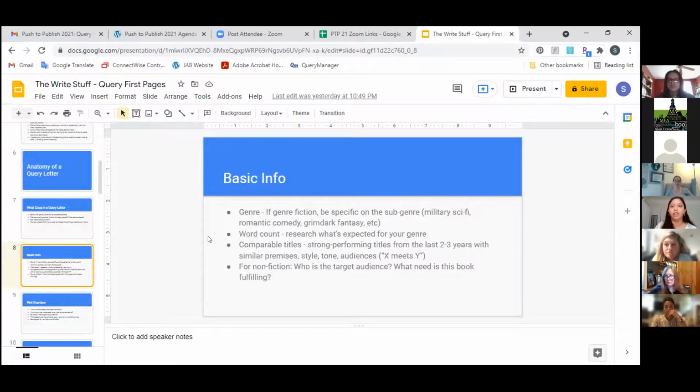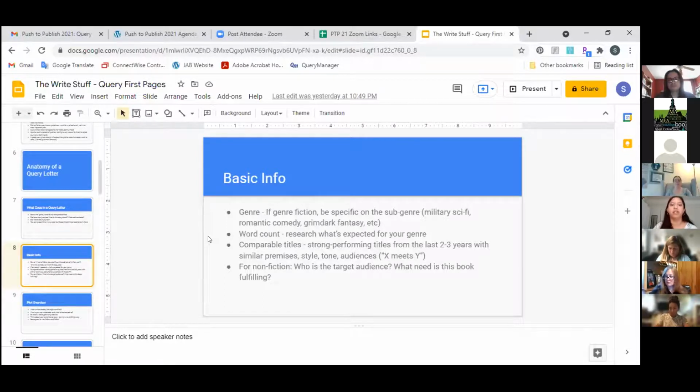Word count. Definitely research what's expected for your genre. Again, I mentioned that fantasy books generally, 150 words is usually the longest fantasy books that I've seen. And again, you don't want to be overshooting or undershooting yourself. So generally, word counts have a certain range. Again, you can look at your comp titles for examples. If you are writing a young adult romantic comedy, take a look at several young adult romantic comedies to see how long or short they are. And likewise, that goes for any genre as well.